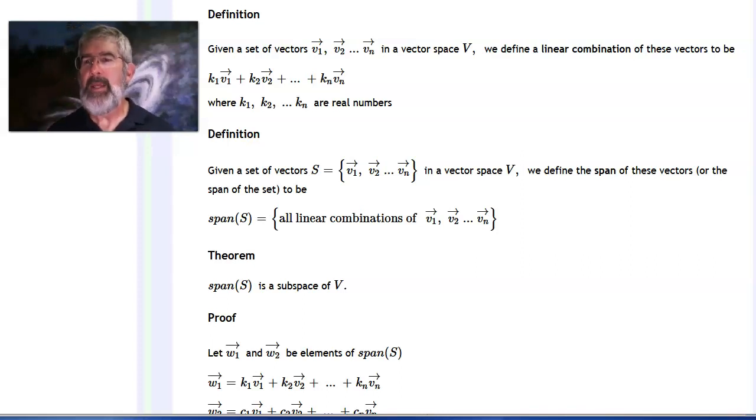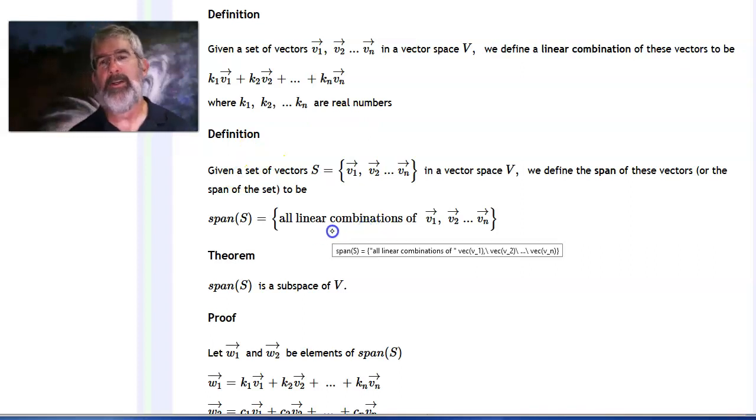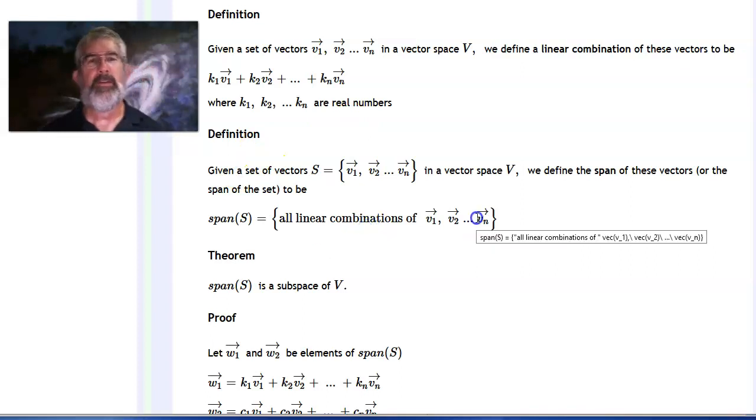I define the span of these vectors, or the spanning set of these vectors, to be the set right here. The notation is span S, and it is the set of all linear combinations of v1, v2, up to vn. So all the stuff that looks like that for every single possible combination of k1, k2, up to kn that you can think of. Or even if there's some you can't think of, if it's possible, take that linear combination, stick it in here. All the linear combinations of those v's. That's the span.